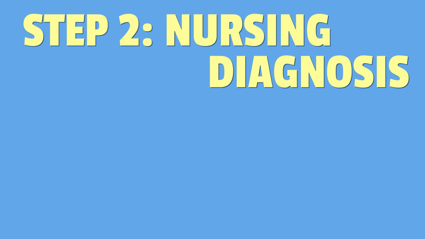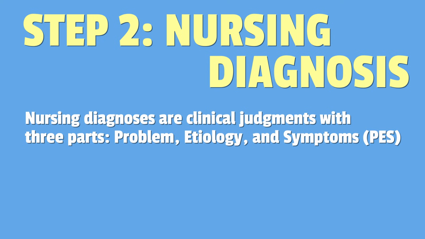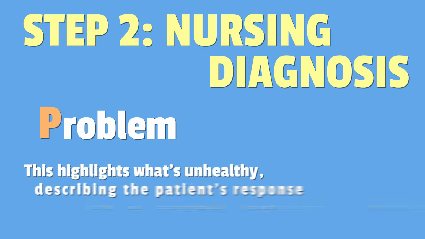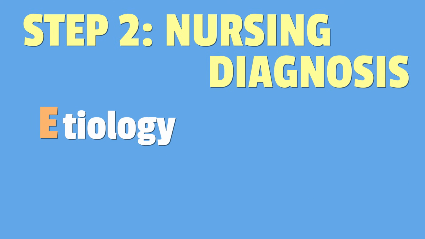Now, moving on to step number 2, nursing diagnosis. These are critical judgments about the patient's health conditions or needs. A nursing diagnosis has 3 main components: problem, etiology, and symptoms, PES for short. Starting with P for problem. This identifies what is unhealthy about the patient. It describes the patient's response to the health condition or life process. For example, acute pain.